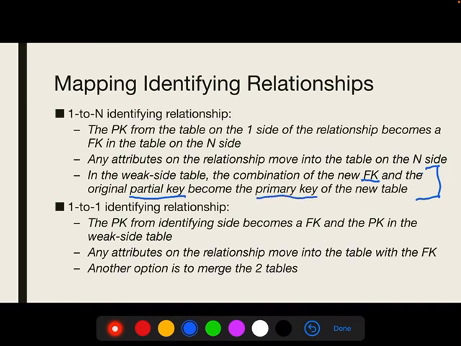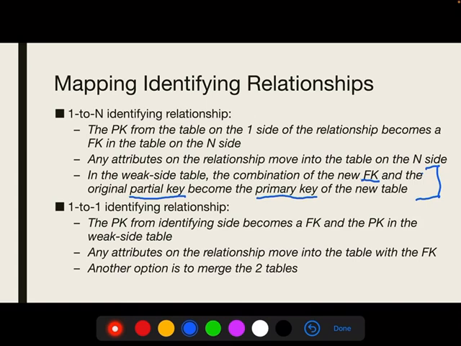And that makes sense, right? Because it's an identifying relationship, and we said all along when it was in the ER model that the weak entity takes its identity from the other entity, the one that's identifying it.